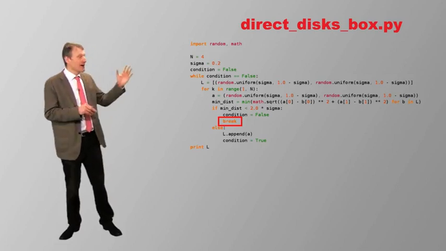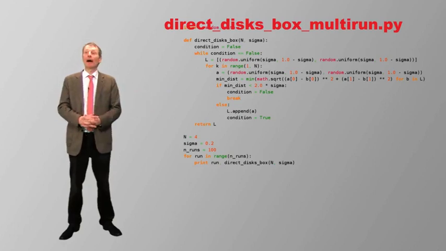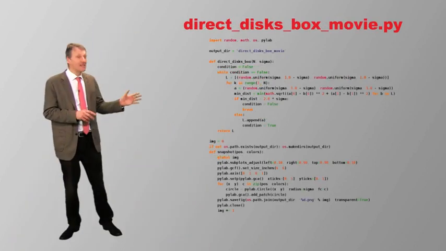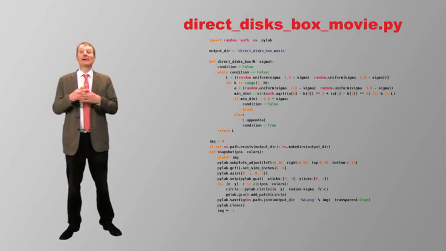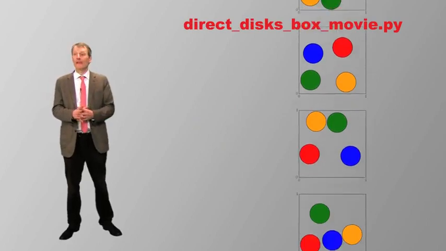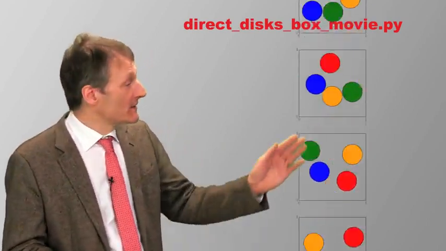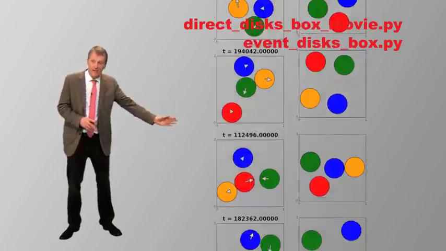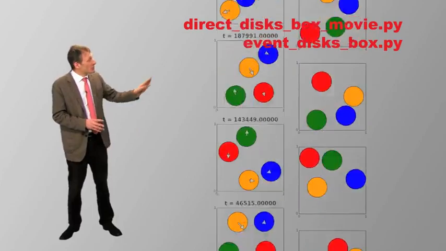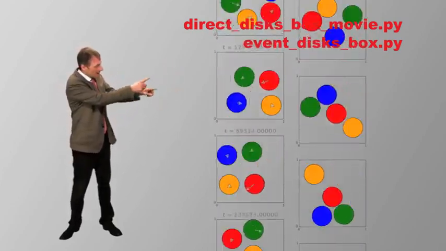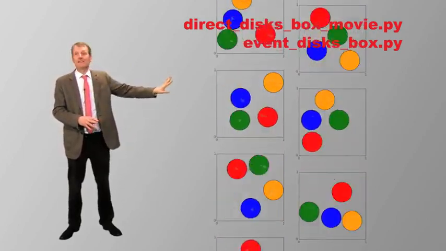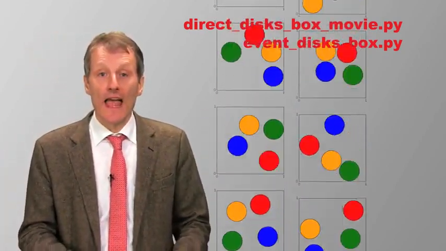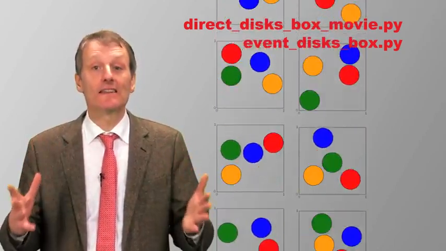On the website, you also find the program DirectDiscsBox.multirun.py that generates many such configurations. And as usual, the program DirectDiscsBox.movie.py that generates nice graphics output that you see here. I can assure you that the sequence of configurations that you see here is equivalent to the output of the molecular dynamics calculation if you erase time information, scramble the sequence, and also erase the velocities. Then these two sequences are equivalent, and we have arrived at the center of statistical mechanics.